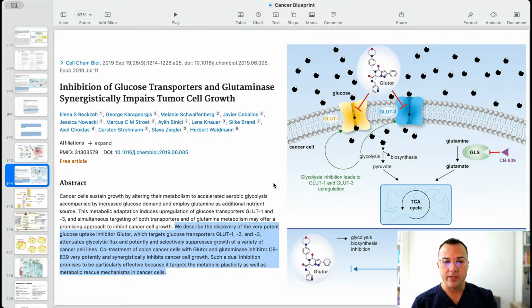But my point is that this is a winning strategy: the blockade of glucose transporters and the blockade of the glutaminase machinery at some level. I do think the glutaminase enzyme is very critical. I think it's probably the most important step, maybe even more so than the uptake of glutamine. Maybe. We'll see. Time will tell.